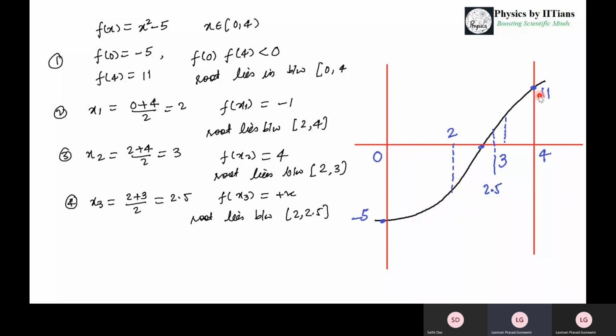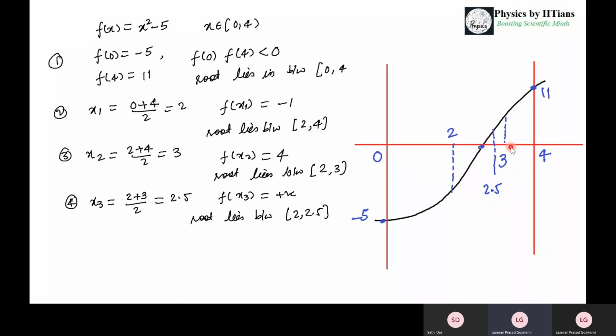So there must be a transition from negative to positive at a certain point between these two points. The next iteration will be the sum of 2 and 4, so x2 will be (2 plus 4) by 2, that is 3. If we calculate the function's value at x equal to 3, it will be 4, which is positive. So the next point will not lie between 3 and 4, as at x equal to 3 and x equal to 4 we have the same positive value.